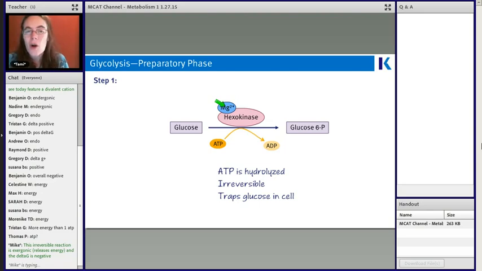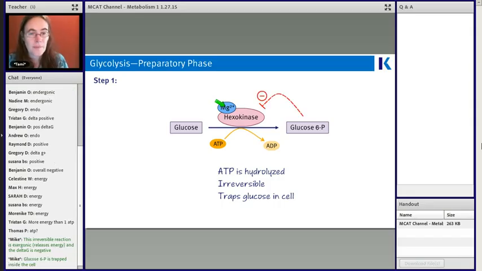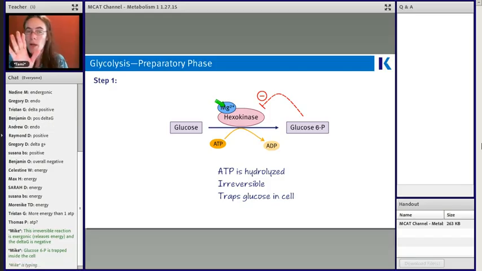It can no longer leave that cell. Okay? Now, just like any enzymatic reaction, there is some inhibition. And the inhibition that we would have here is if I have a bunch of glucose 6-phosphate, that's going to go back, that's going to have a negative inhibition on my hexokinase and say, whoa, whoa, whoa, you have way too much going, so you need to slow down.